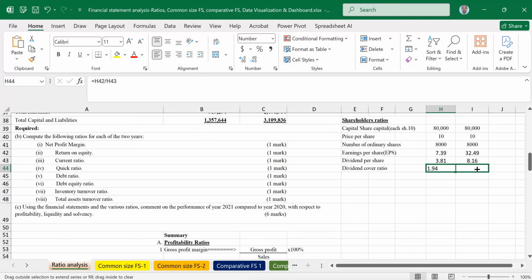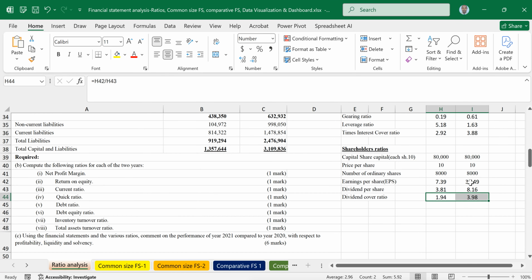Now, generally, you can see that the year 2021 has done better in terms of shareholders ratios compared to 2020. So that was a summary of the ratio analysis concept that can be done in Excel. There are more ratios that can be covered apart from what we've just seen there.